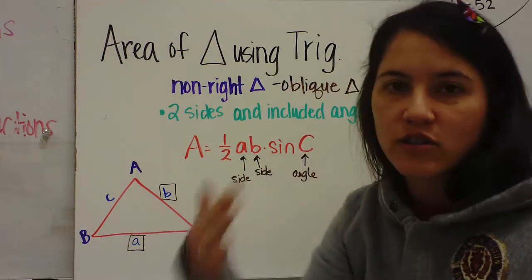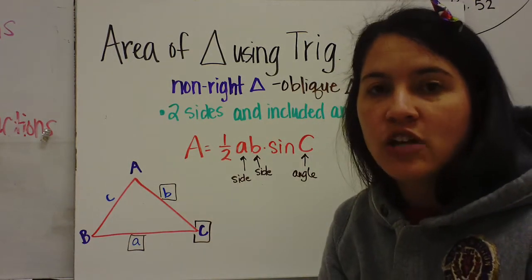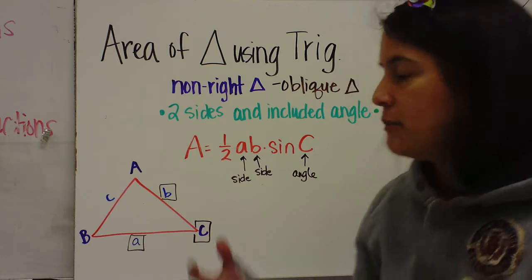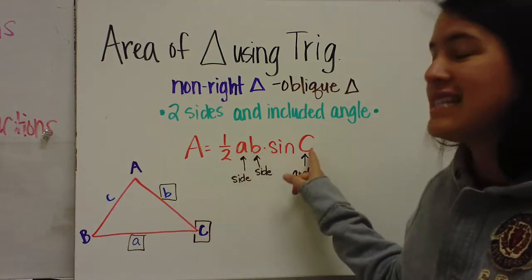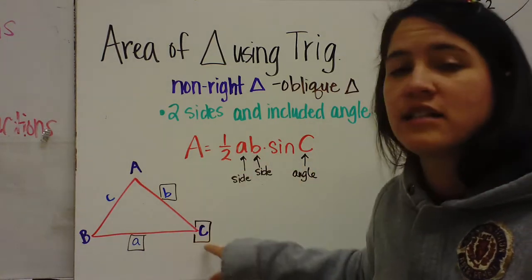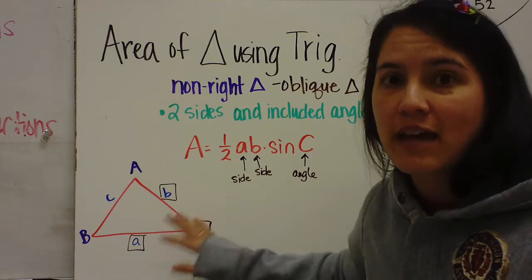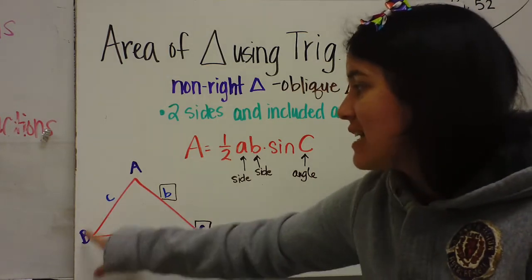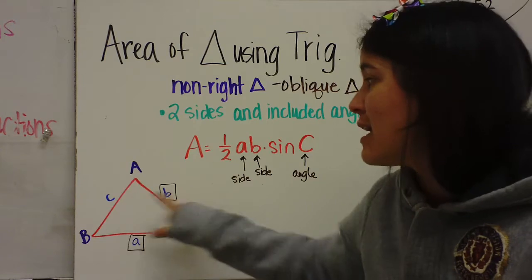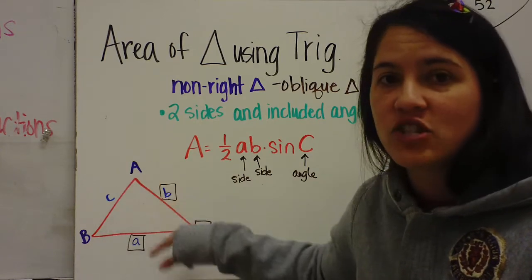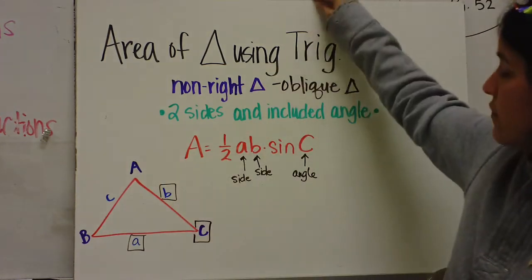So that's the way that we're going to start denoting our triangles, to make it just easier to understand and follow. So when you see a, b, and C, I'm just talking about two sides and an included angle. It might not always be a, b, and C. It could be a, c, and angle B, or it could be c, b, and angle A, but it's two sides and an included angle.